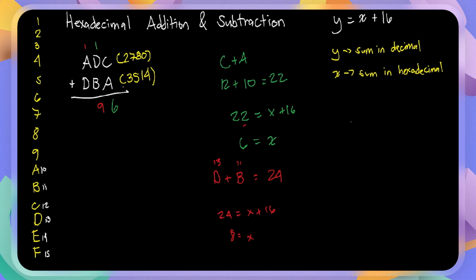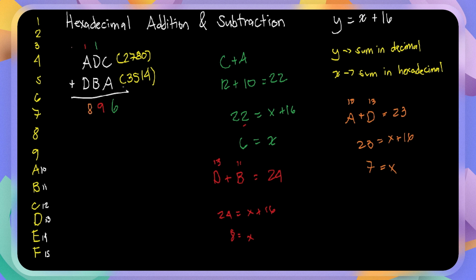So we have A plus D for the last digits. We know that A is 10, and we know that D is 13. So that's 23. Again, 23 is equal to x plus 16. And then to get our hexadecimal format, we just subtract 16 from 23, which is going to be 7. So our x is equal to 7. But again, we know that we're carrying 1. So that's going to be an 8.